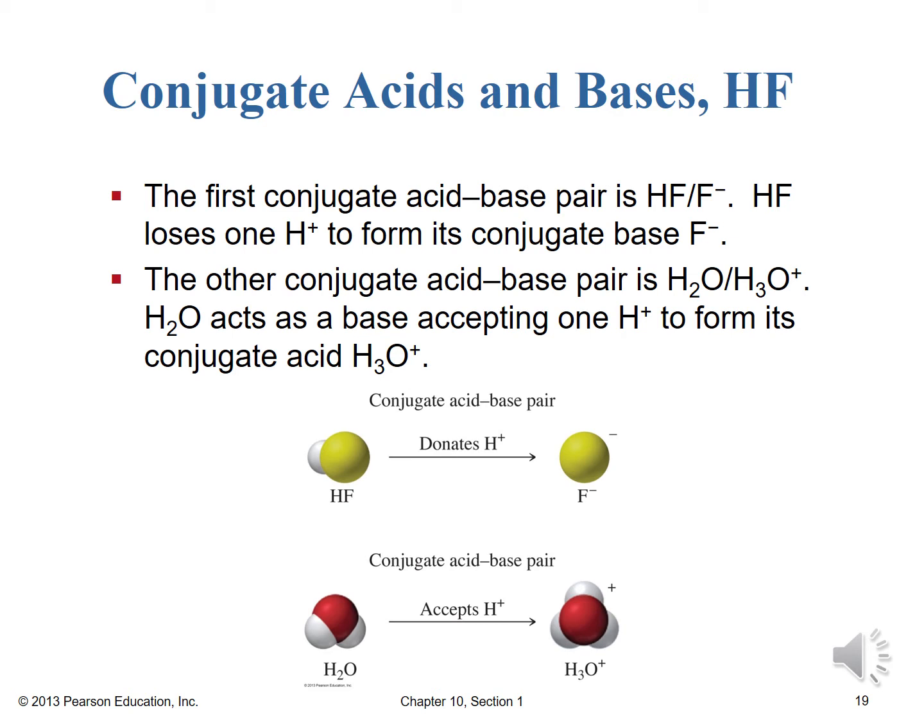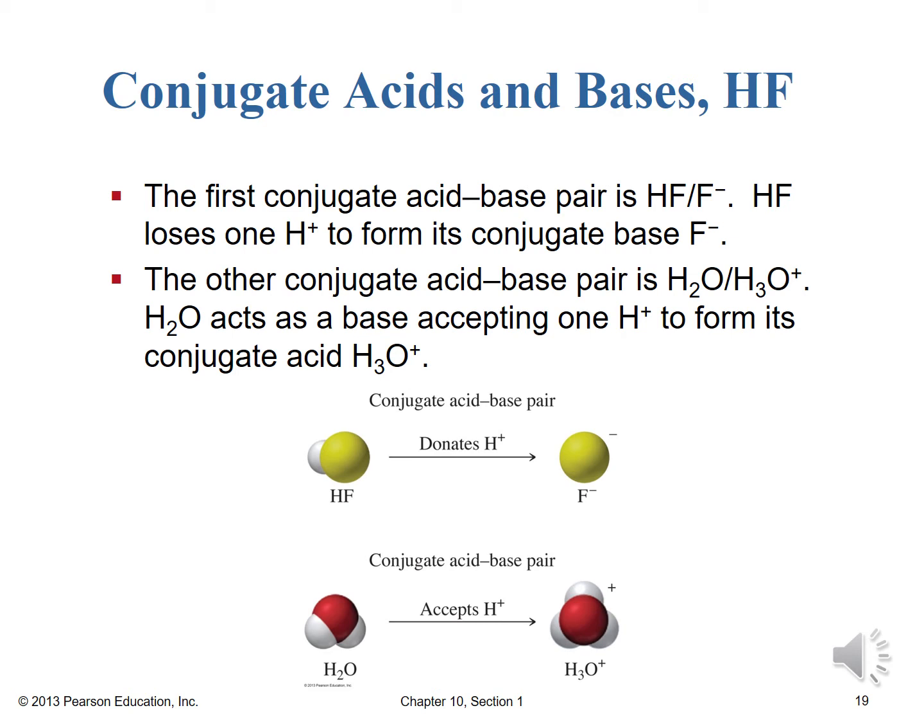If we look at another conjugate acid-base pair, if we consider that equilibrium process, the HF donating a proton to water to form F- and H3O+, in the forward direction, the HF is the acid because it's the proton donor. In the reverse direction, the F- is the base because it accepts a proton to reform HF. If we look at the water, in the forward direction it is the base. It accepts a proton from HF to form H3O+, but in the reverse reaction, the H3O+ donates a proton to the F- to form HF.